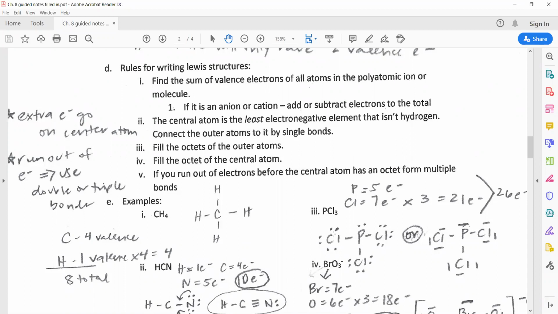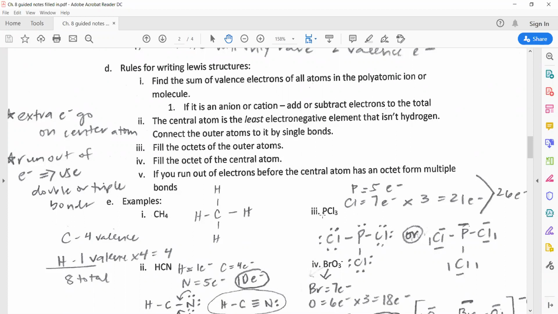Okay? If we look over here at PCl3, so we add up our valence again. Phosphorus is in group 5, so it has 5 valence electrons. Chlorine is in group 7, so it has 7 valence electrons. There's 3 chlorines, so 7 times 3 gives me 21. We add it up and we get a total of 26. So here's our order of doing this. Remember, we put the least electronegative element in the middle. It's also the one that's generally by itself. So you see how there's PCl3?